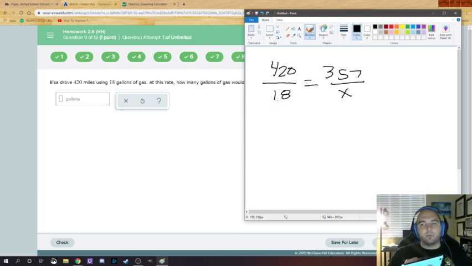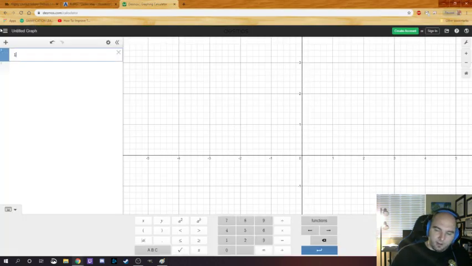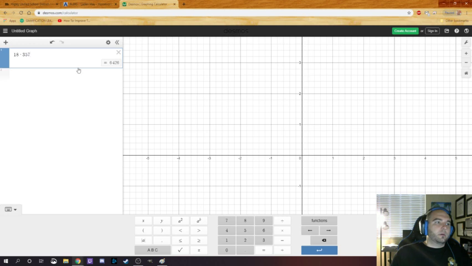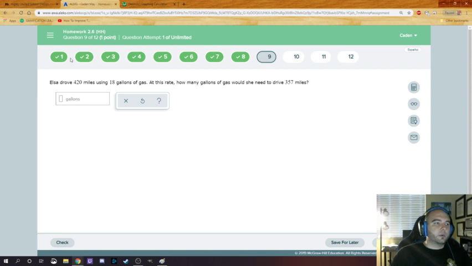Now you could set the whole problem upside down. If you do 18 over 420 and x over 357, you'll get the same results. I just did not do that. So this is 420x equals whatever 18 times 357 is. I ain't about to find out. 18 times 357, 6,426. And then we're going to divide by 420. Okay, 15.3 is the decimal.